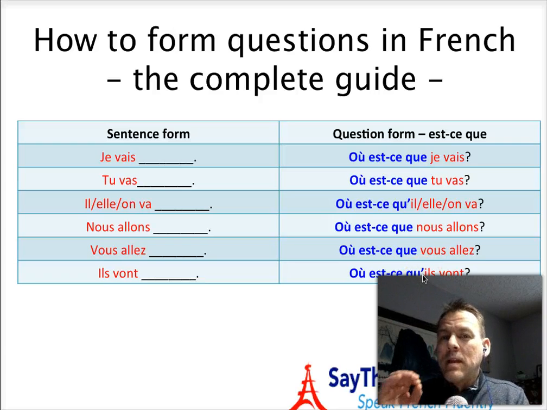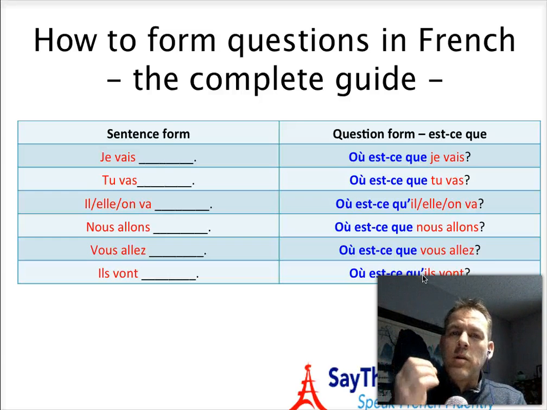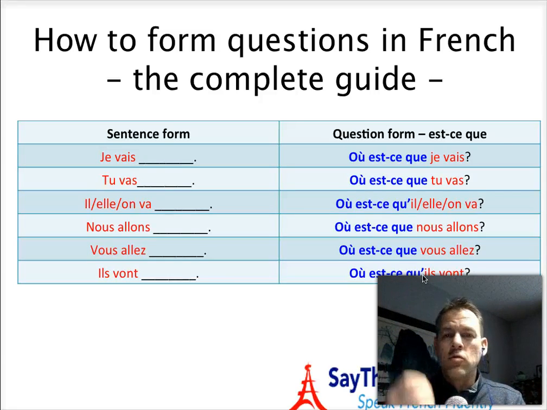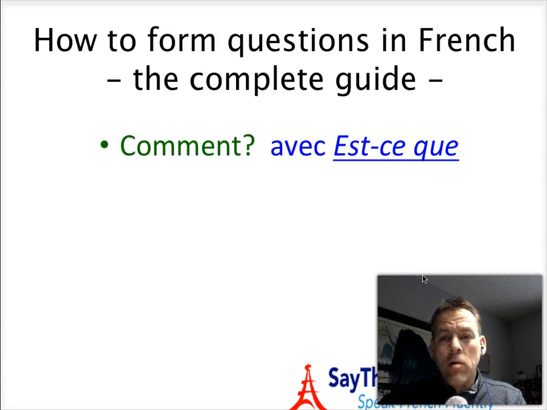Okay. Now, the intonation here is not particularly important because as soon as you say où, that query word that you put, whether it's où, quand, comment, pourquoi, automatically the listener should know that it's a question. All right. Comment? Comment is how. How is it that, okay?